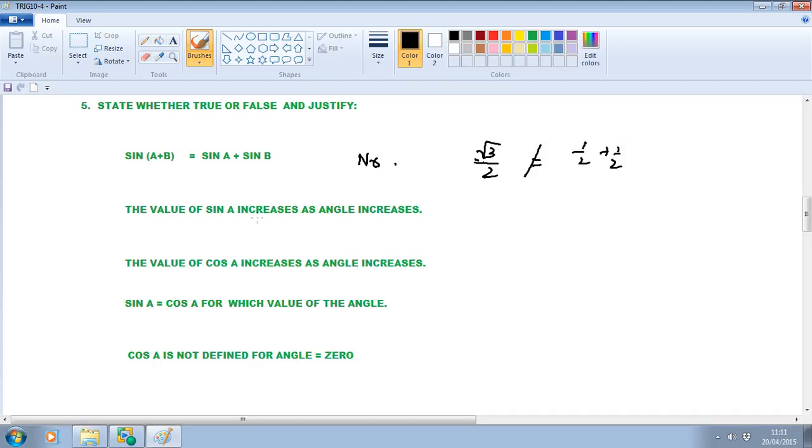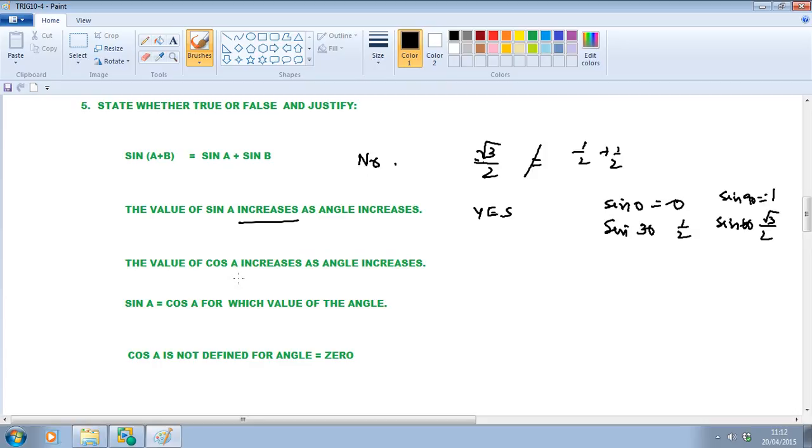Next: the value of sin A increases as the angle increases. Yes, it's correct. How much is sin 0? Equal to 0. What is the value of sin 30? It's half. What about sin 60? It's root 3 by 2. See, it's increasing steadily. What is sin 90? It's equal to 1. The value from 0 to 1 will increase.